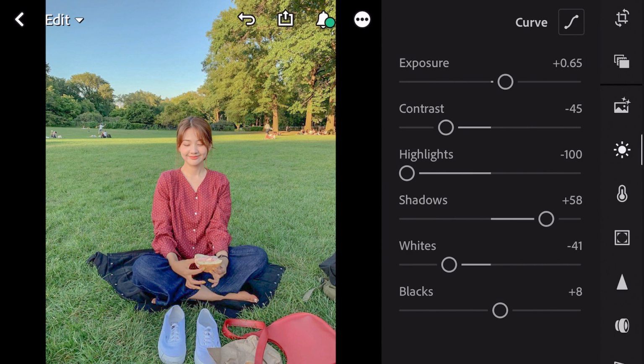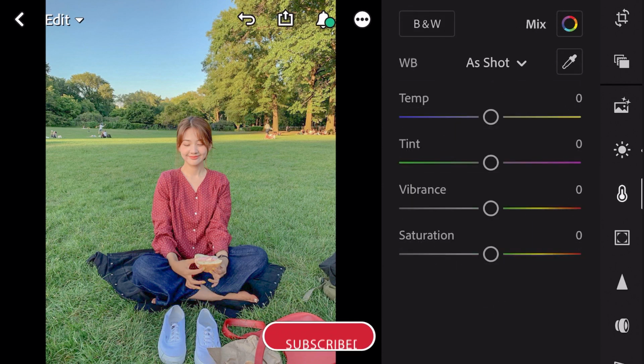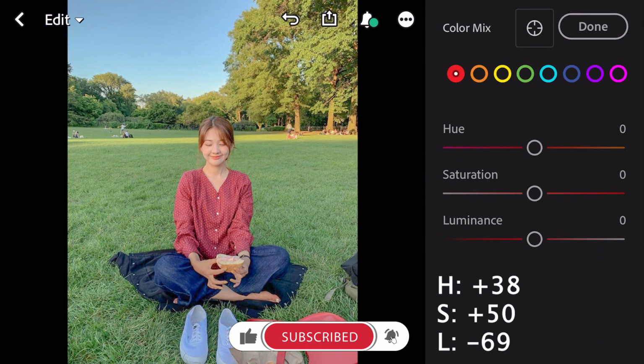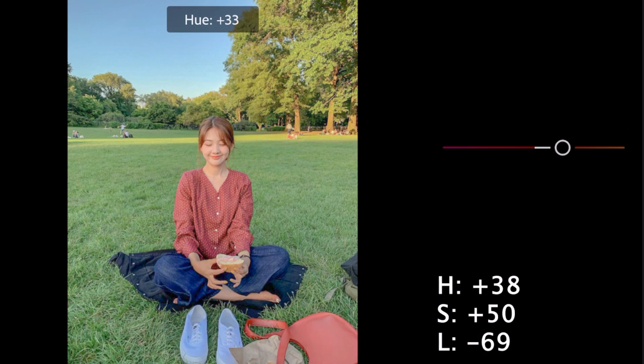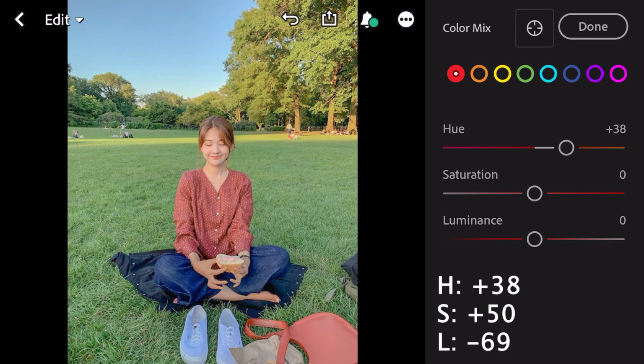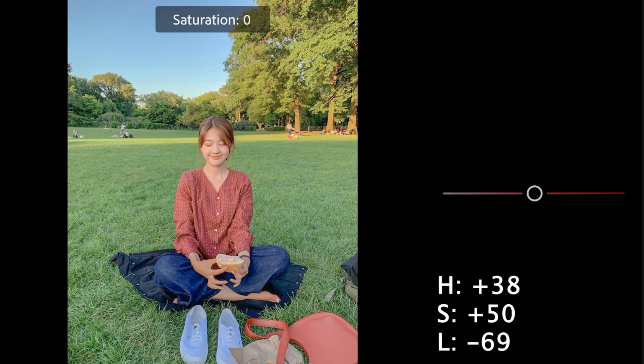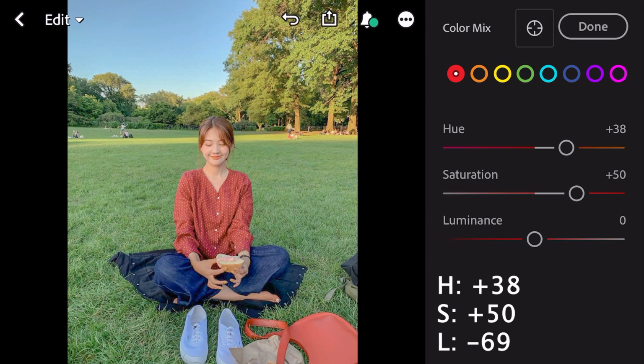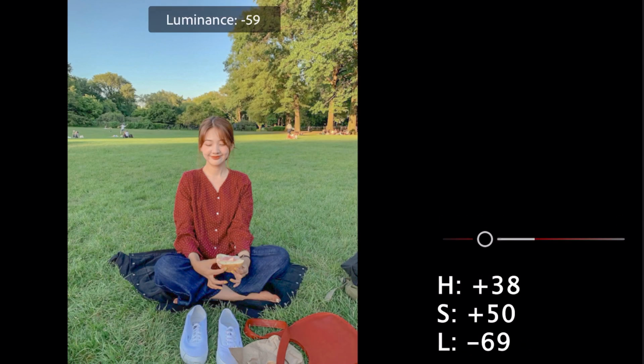Next go to color. Go to color mix. First go to red color. Hue plus 38. Saturation plus 50. Luminance minus 69.